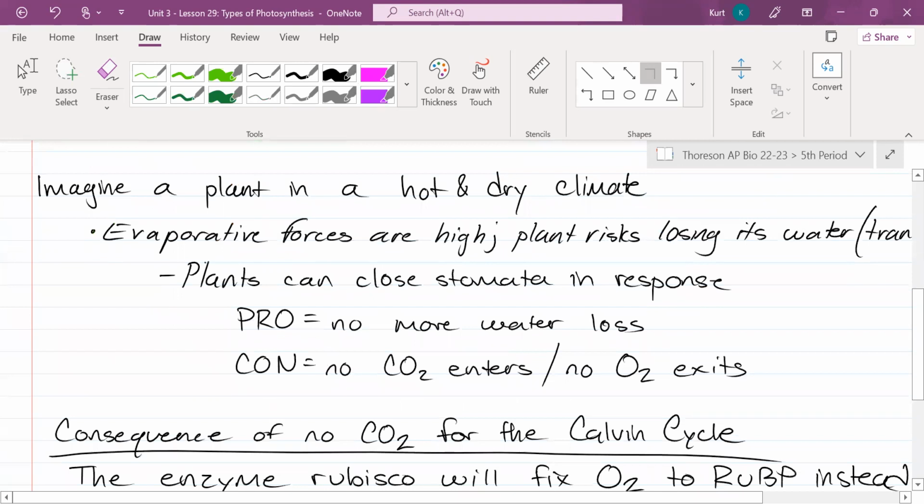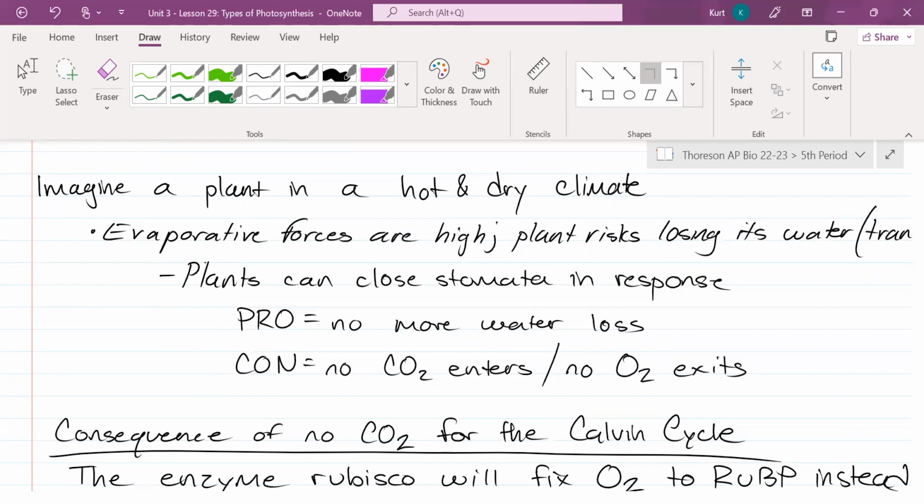What we started with yesterday is I wanted you to envision a hot and dry climate. Evaporation rates are very, very high. And a lot of you said that when evaporative rates are very high, the stomata will close. Now, remember in this class, you can't just say what will happen. You have to explain why. So why would stomata close in a hot, dry environment? Anyone?